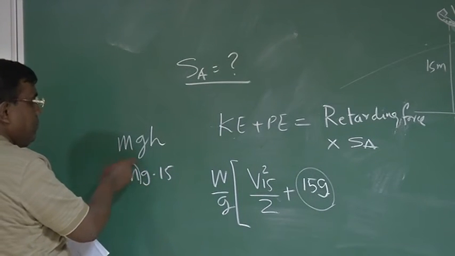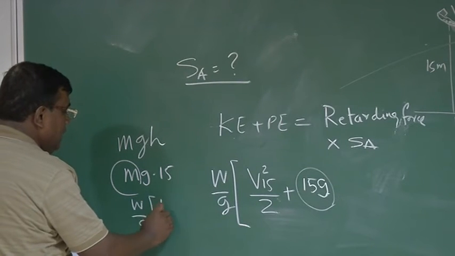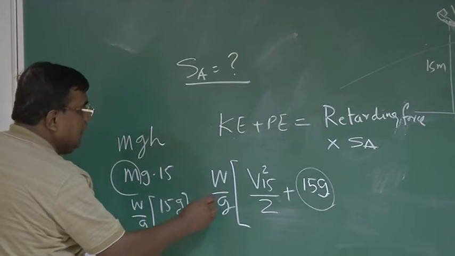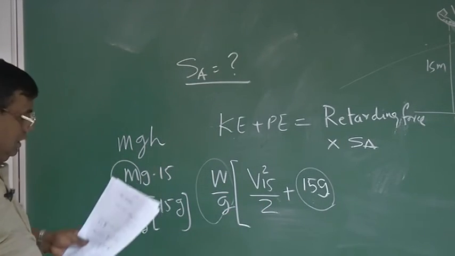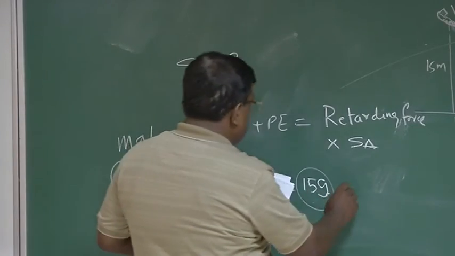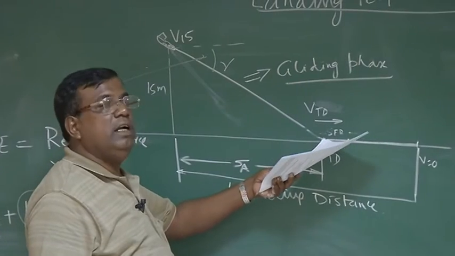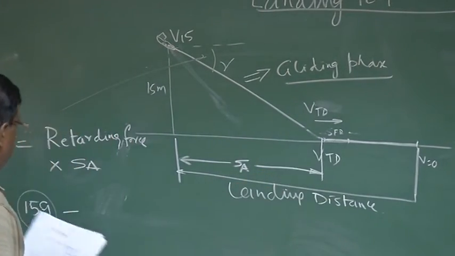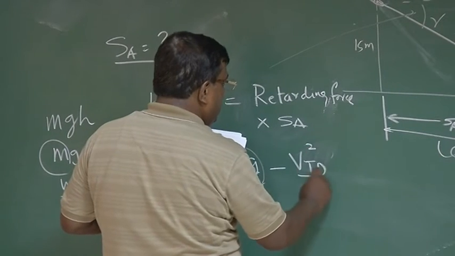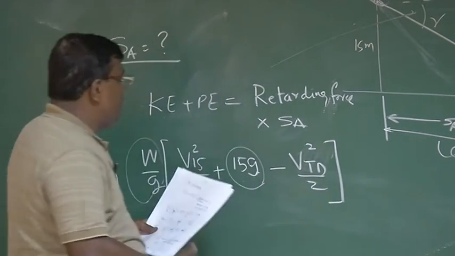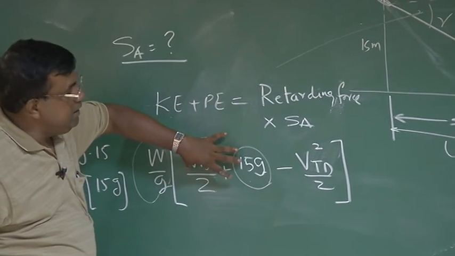What is m? M is W by G. So W by G into 15G. That is exactly W by G into 15G. So it's potential energy, minus the kinetic energy here, because here potential energy has become 0. So minus V touchdown square by 2. So this is the difference in total energy here.